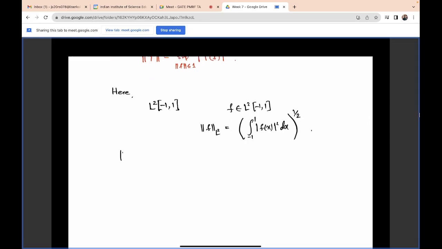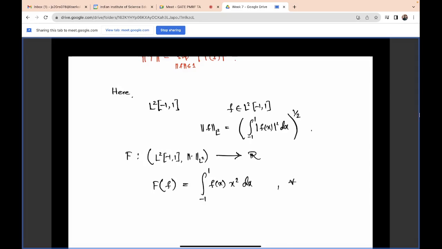And how is the linear functional defined? Capital F is a linear functional from L2 of minus 1, 1 with respect to this norm to R. This is because this is a functional. And how is it given? F takes any function f and is given by this integral from minus 1 to 1 of f(x) times x squared dx. Here it is saying that the functional is given by this.